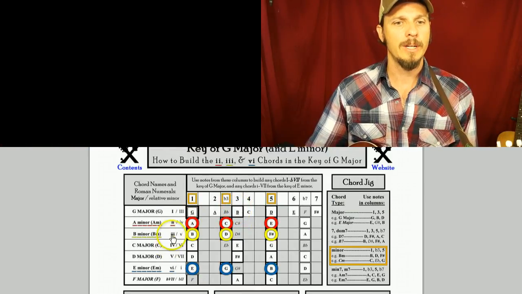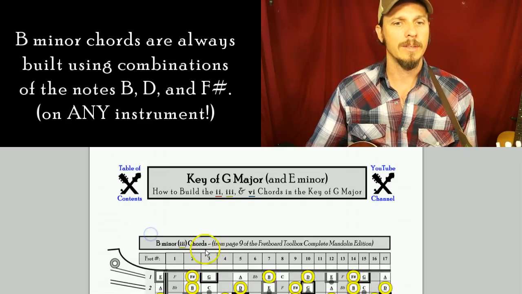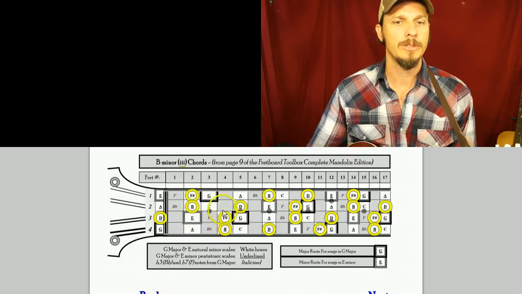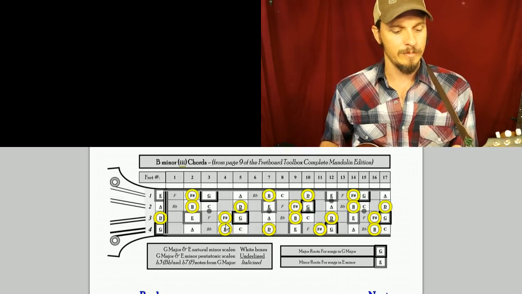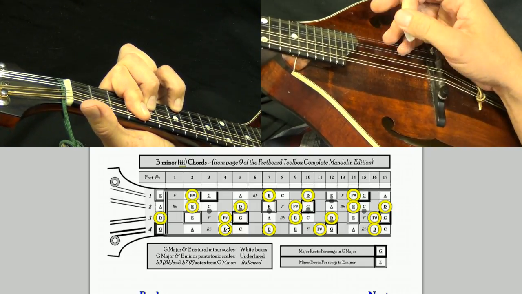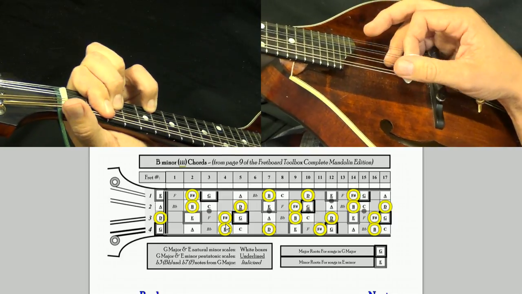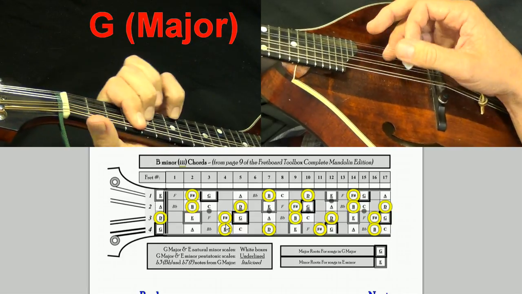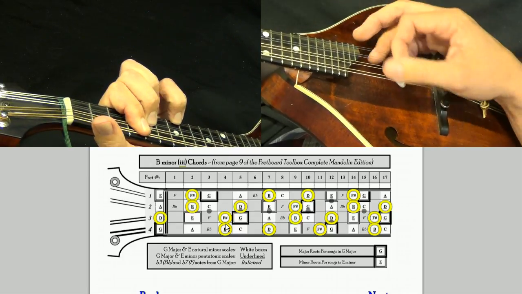My 3 chord is B minor, B, D, and F sharp. So I can click on that and scroll here to the B minor chord. Now I can use that same shape I used for A minor and scoot it up 2 frets, and I'm playing the B minor, or the 3 chord in this key. So the B minor, there's B minor, A minor, G minor, A minor, B minor.